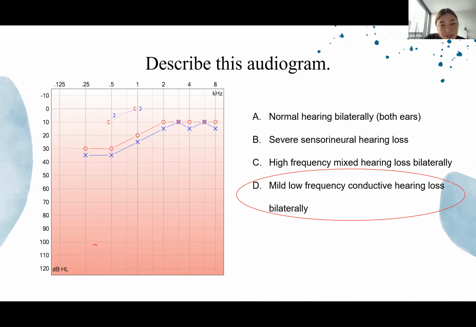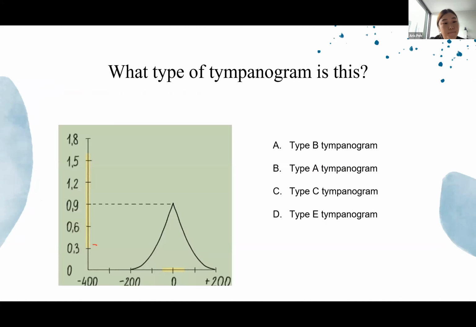Yep, looks like everyone got it right. The answer for this is mild low frequency conductive hearing loss because in the low frequencies there is a mild hearing loss, and since the bone conduction values are in the normal range, it is a conductive hearing loss. And the next question is, what type of tympanogram is this? Option A, type B, option B, type A, option C, type C, and option D, type E.